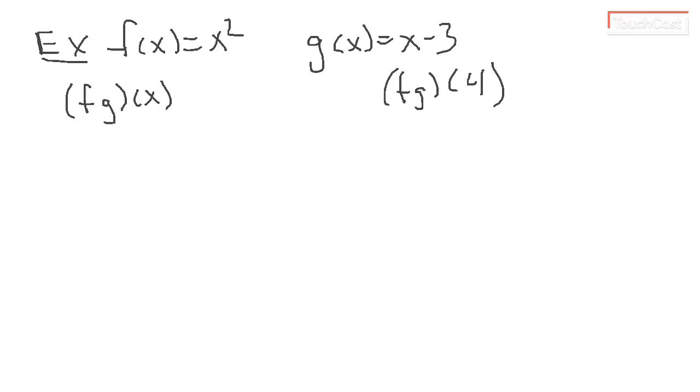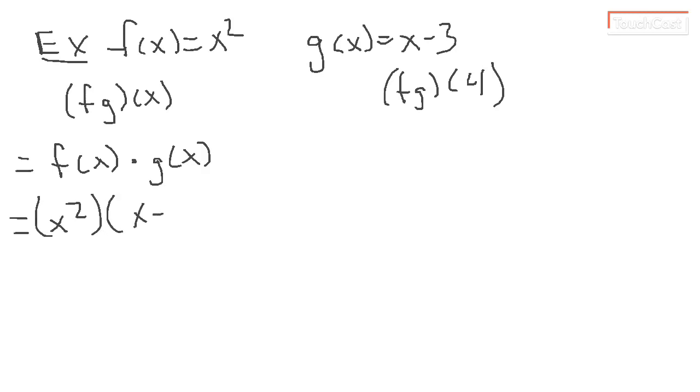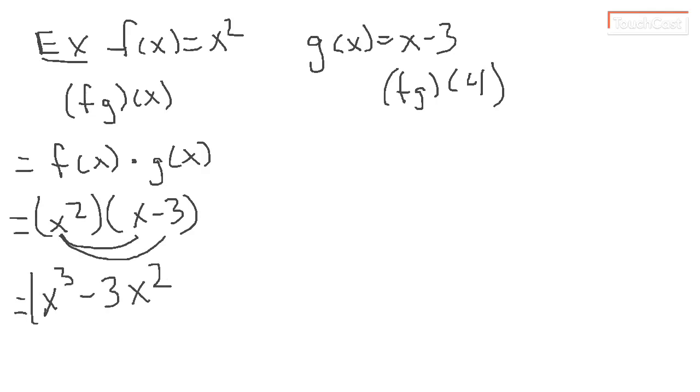So f times g, in our first slide we learned, is just f of x times g of x. And let's replace those. We know f of x is x squared. We know g of x is x minus 3. If we distribute our x squared to our x minus 3, we're going to get x cubed minus 3x squared, and we just found f times g.